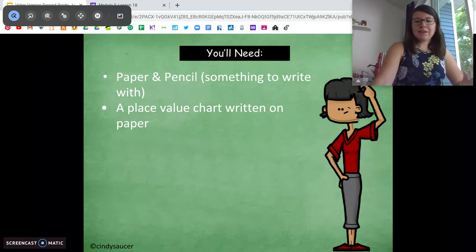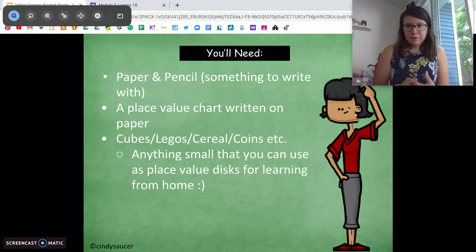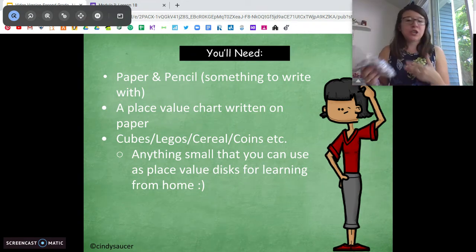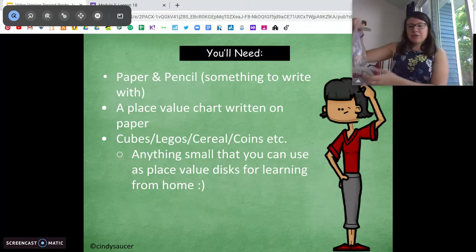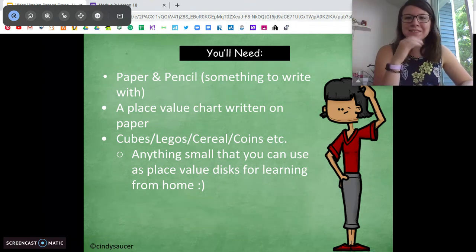And then the last thing you're going to need, as we've been using in a lot of our lessons, is something to take the place of place value discs. I always use my puzzle pieces. You can use coins, cubes, Legos, cereal, whatever you got. Go ahead and grab it just to take the place of those place value discs. So pause the video, grab those things, come back when you're ready.